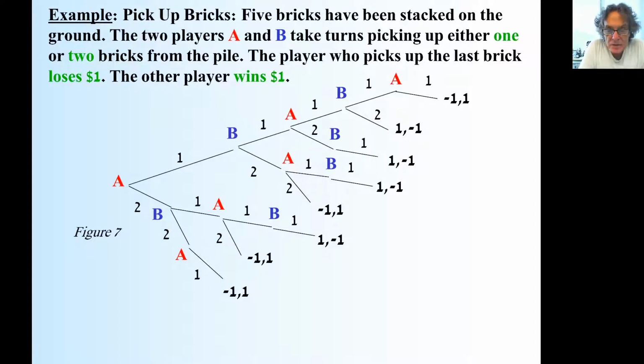Pick up bricks. Five bricks have been stacked on the ground. The two players, A and B, take turns picking up either one or two bricks from the pile. The player who picks up the last brick loses a dollar. The other player wins a dollar. So let's describe the game in a tree form.